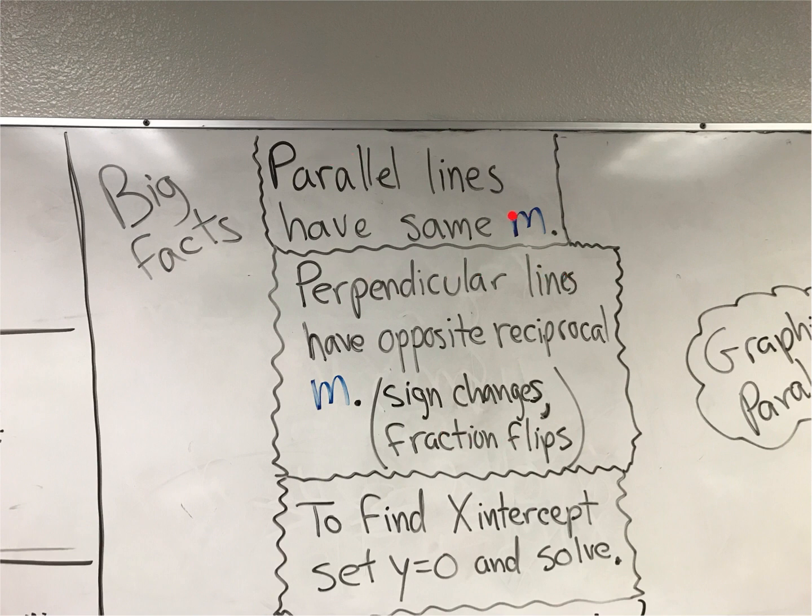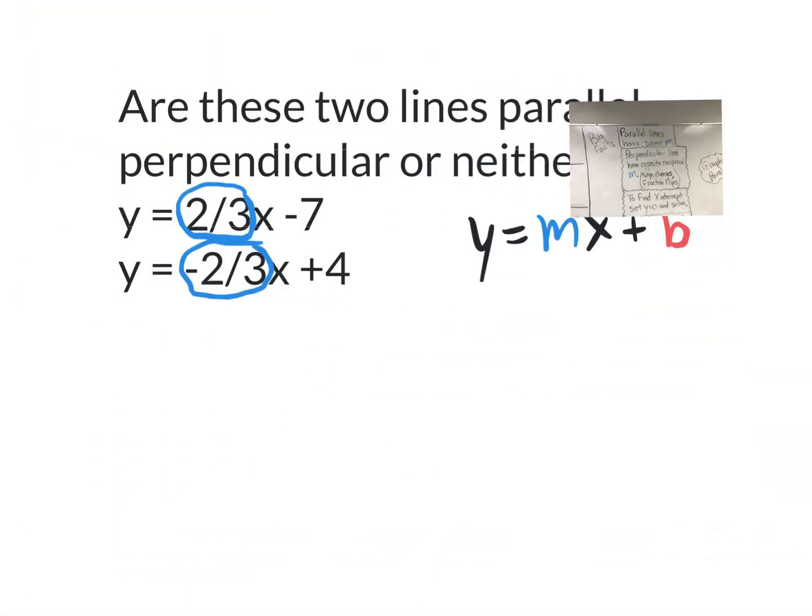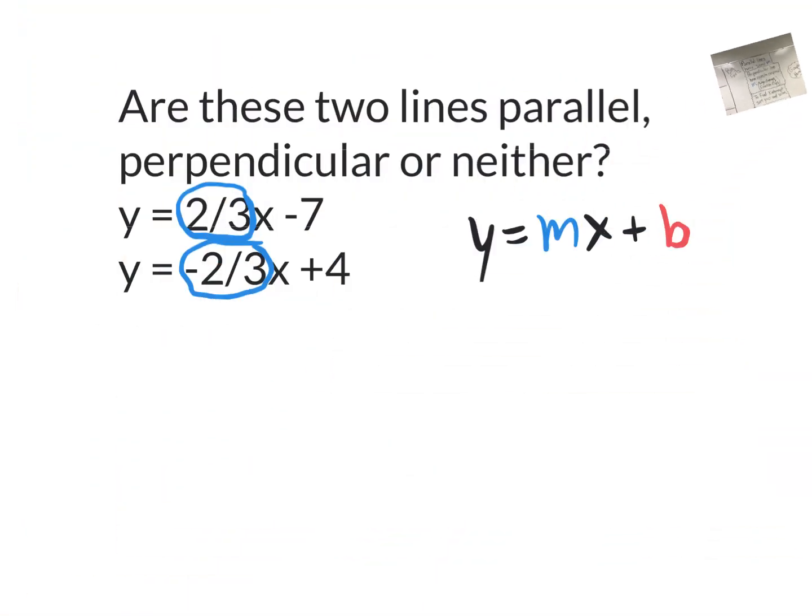Now, if they're parallel, same slope. Okay, so with that said, these are not the same, so they're not parallel. These are not opposite reciprocals. They are opposite. This one's positive 2/3, this one's negative, but it didn't flip to become a 3/2. So this is where you would say neither.